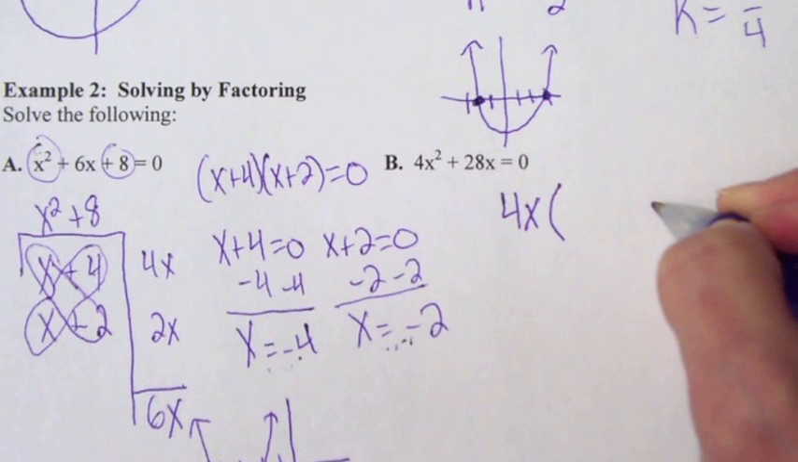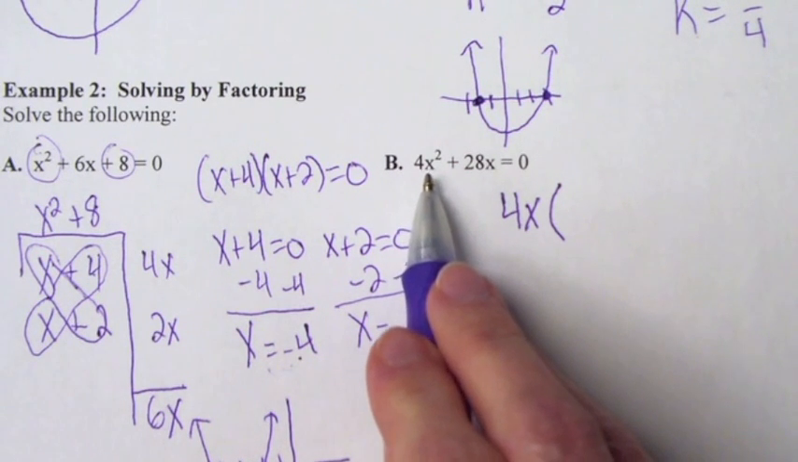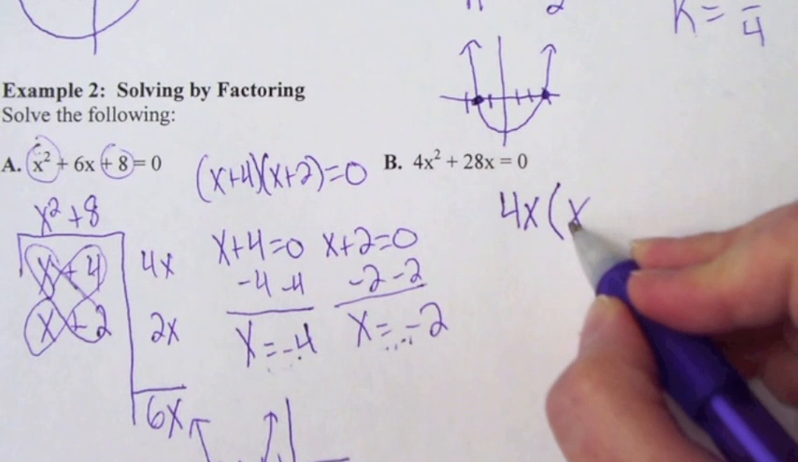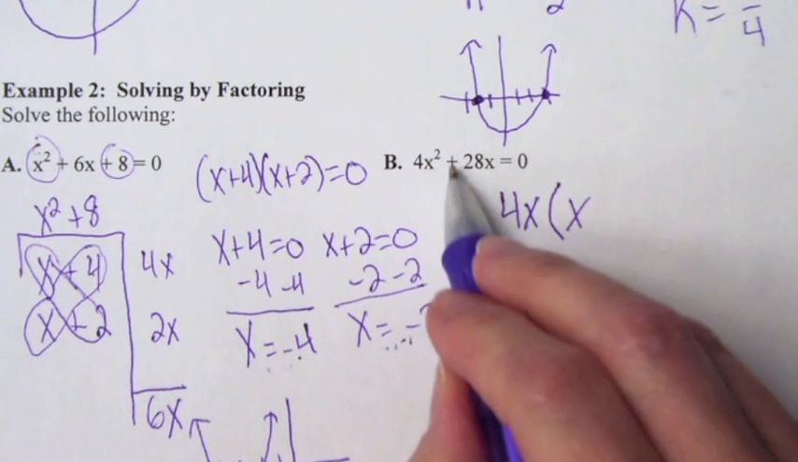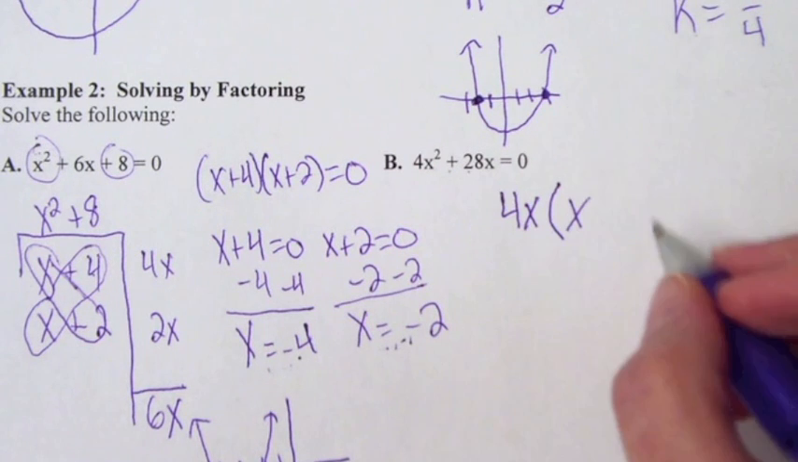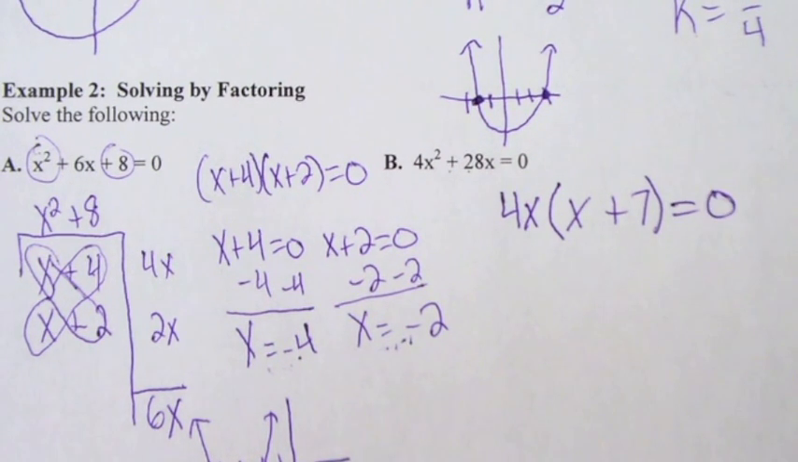Do you remember that? So if we take out a 4 and an x out of 4x squared, what do we have left? Just x. And then we take out a 4x here, it's plus 7. So this is the factored version of this. Okay, so we just take out what's in common. And then we're ready to separate it into two equations.